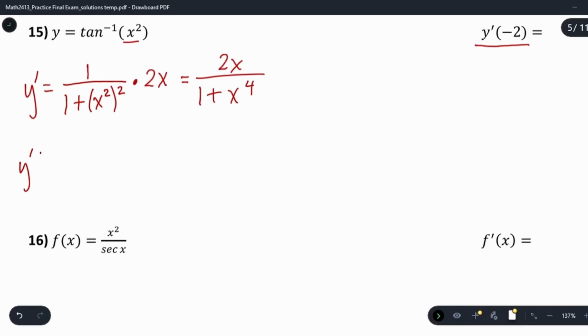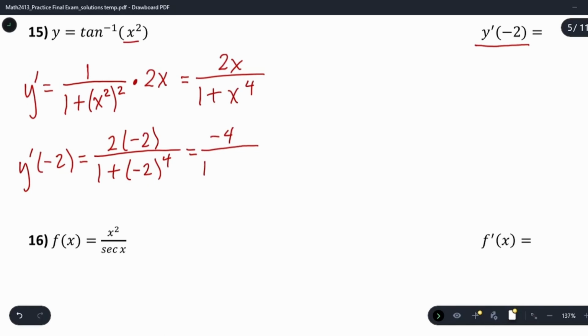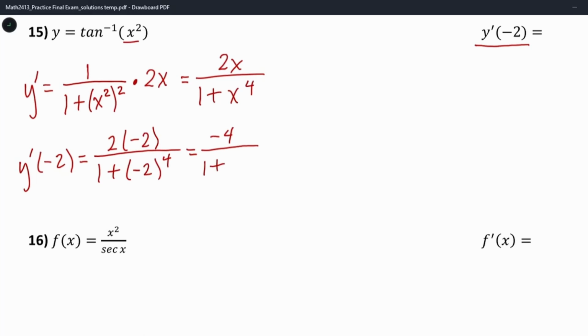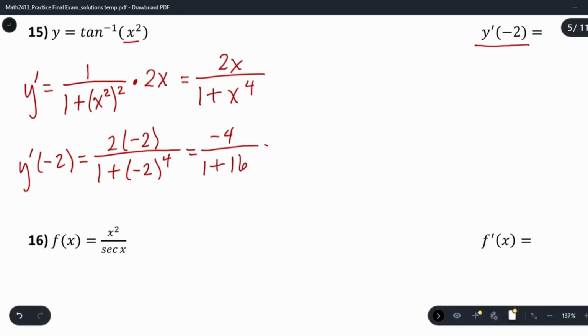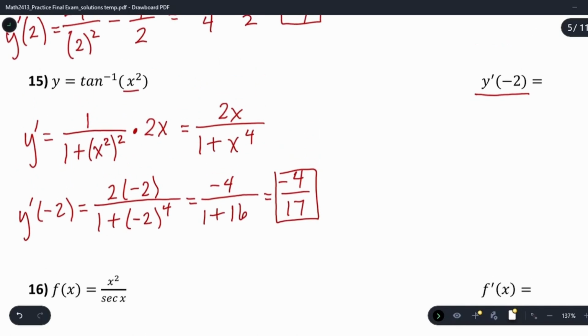And then we can evaluate that at negative 2, giving us 2 times negative 2 divided by 1 plus negative 2 to the 4th. Negative 4 over 1, that's going to be plus, a negative number to an even power becomes positive, and that's going to be 16. So our final answer in simplest form is negative 4 over 17. Negative 4 over 17, and we're done.